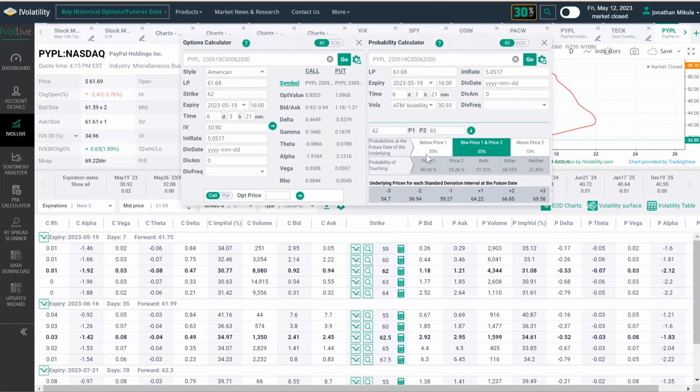So you can see, our computers do the math for us. There's a 55% chance PayPal will be below 62. So there's a 55% chance I'll be put, is what that means in practical terms. On the other hand, there's only a 10% chance that the price will be above 65. So then I could say, all right, well, I'll get paid $1.18 per share to agree to buy PayPal at 62. So really my entry level is like $60.80, 62 minus $1.18.